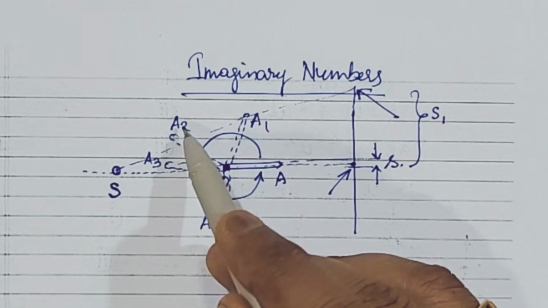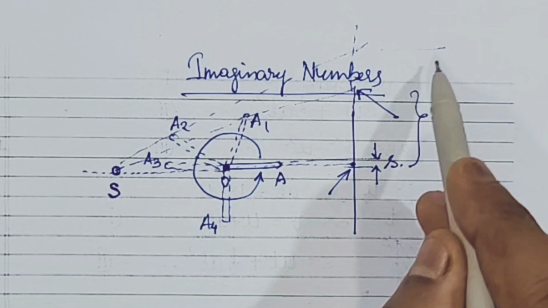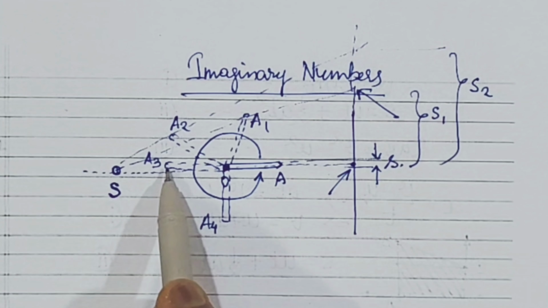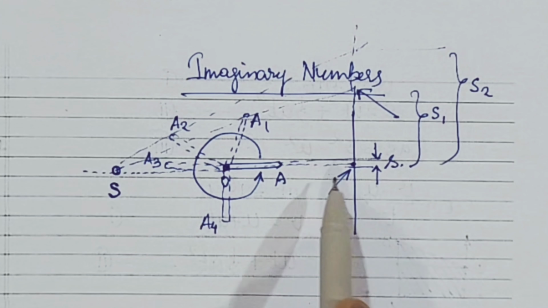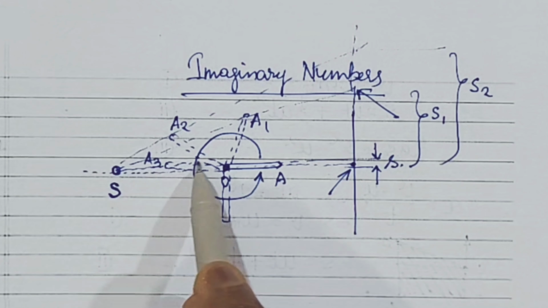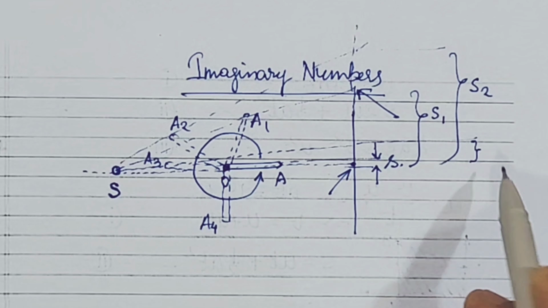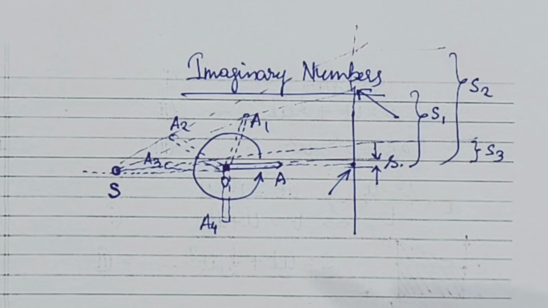For A2, it is further up here. This is S2. For A3, it is again very close to being aligned with the perpendicular dropped from the point source to the screen. In this case, it is slightly off, so you will find a shadow of length S3, and so on. For A4, I am not going to do it again, it's a similar explanation.